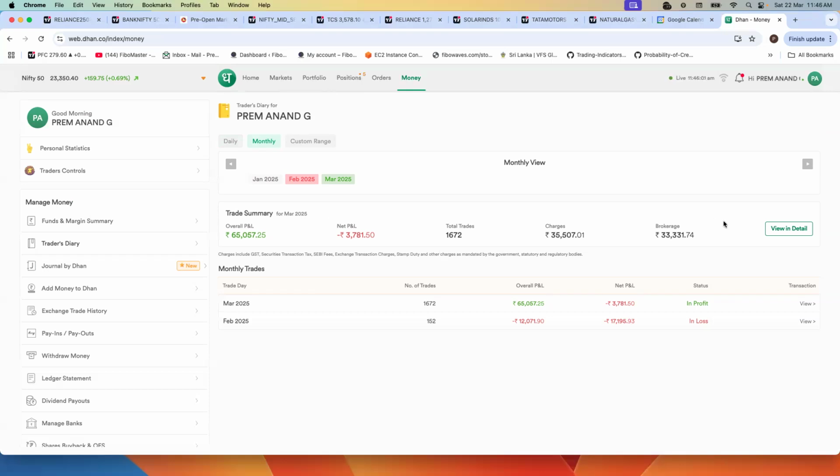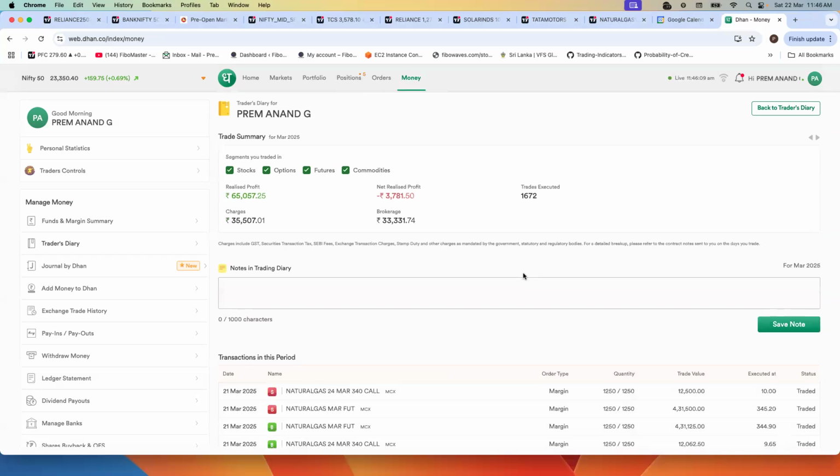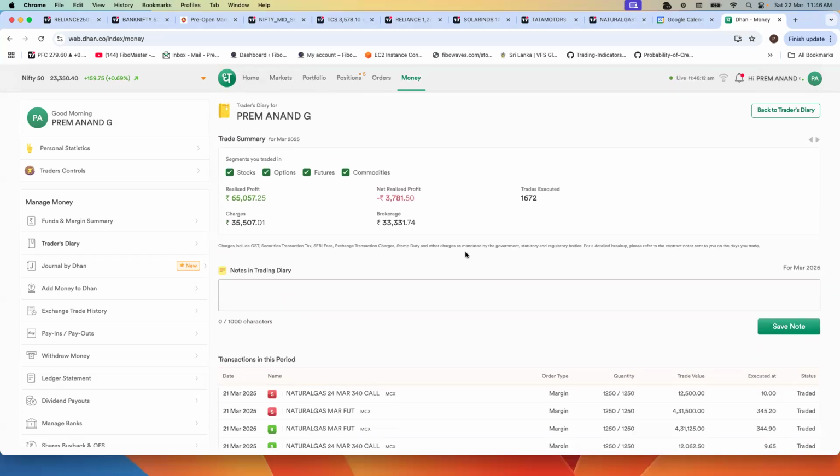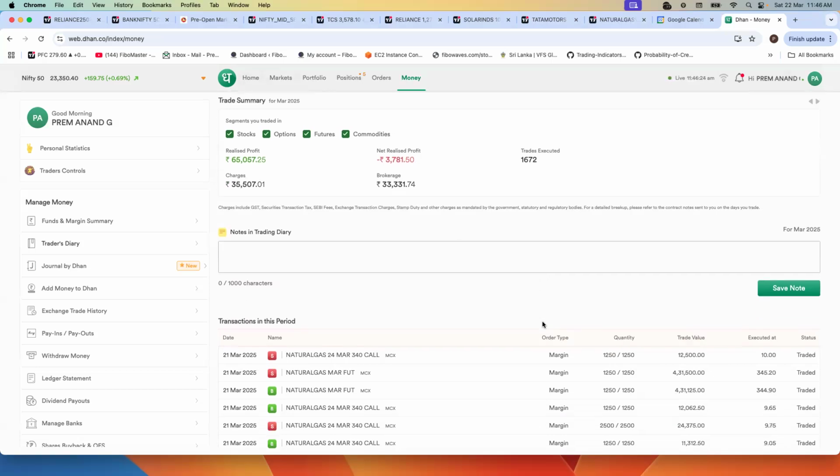Interesting, right? How much money I gave for brokerage? See this. Charges 35, brokerage 33. I didn't make anything. The loss is 3,700 only. Profit is 65,000 rupees. Brokerage went for 33, charges came for 35. All the money went into their pockets.